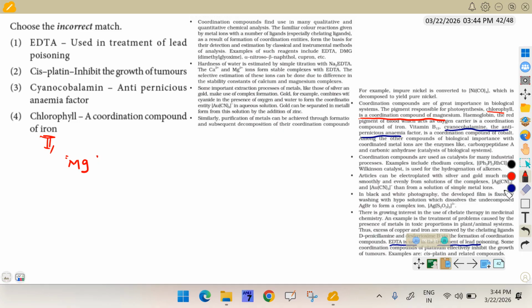Choose the incorrect match. Already hint is given here. The incorrect match is chlorophyll, a coordination compound of iron. Wrong. It is not a coordination compound of iron. It is a coordination compound of magnesium. Remaining statements are correct. EDTA used in treatment of lead poisoning, correct. Cisplatin inhibits growth of tumors, correct. Cyanocobalamin, anti-pernicious anemia factor, correct.